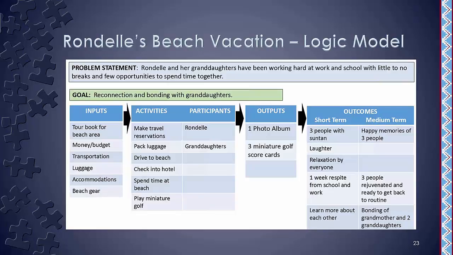And then we have outcomes. And here in this example, I use short-term and medium-term or intermediate outcomes. 3 suntanned people. Of course, some of us will get darker than others. A lot of laughter. Relaxation by everyone, 1 week respite from school and work. We'll learn more about each other because we're spending time together. Happy memories that each of us take away. We'll be rejuvenated and ready to get back into our routine. And we will have achieved the closer bonding that I had wanted to get with my granddaughters, since we don't get to spend that much time together.